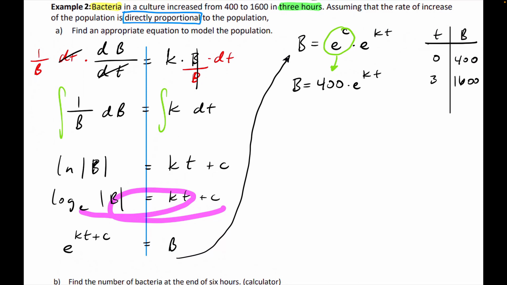Maybe k is how much it's increasing. Okay. I don't know that though. That's what I'm trying to figure out. It is. It's the constant of proportionality. It's how fast it is increasing. But I don't know what that is now. How do I use what I have so far to figure that out?